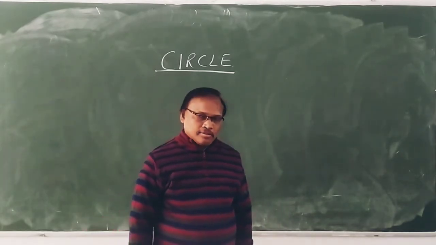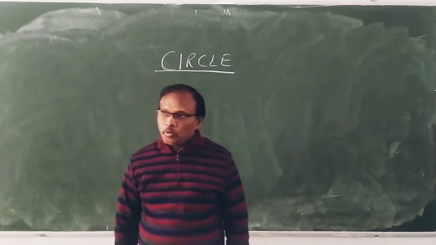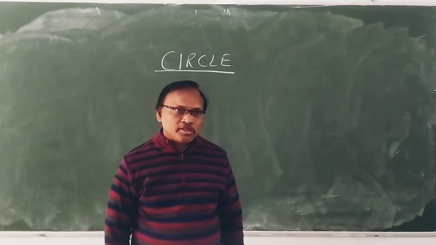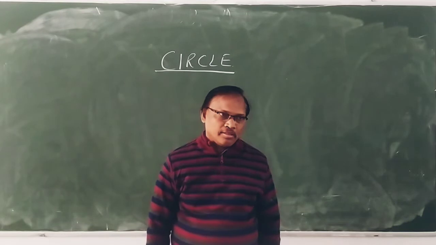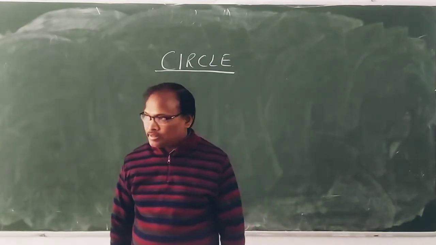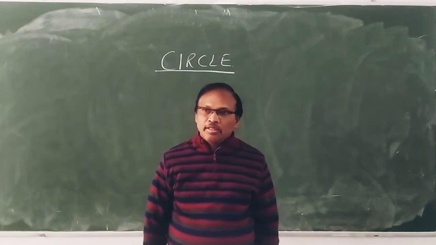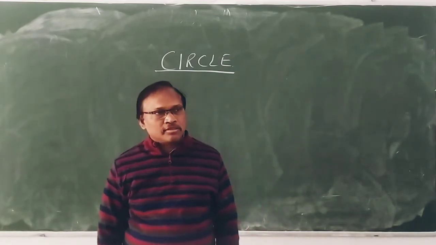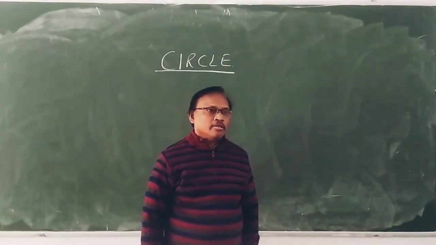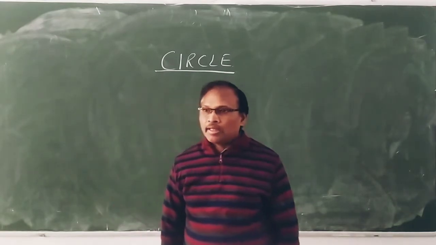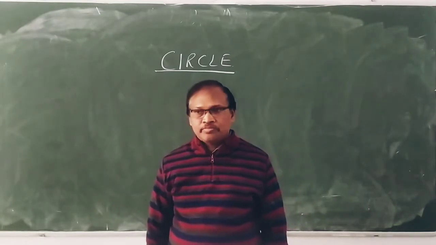For any circle, only two things are required. One is the center, and the second is the radius. If the two things are known, you can find everything about the circle.